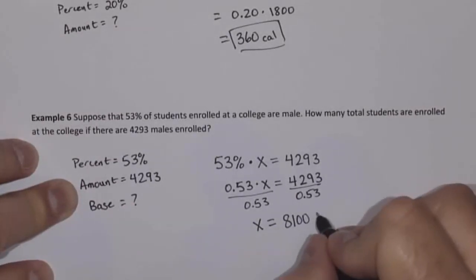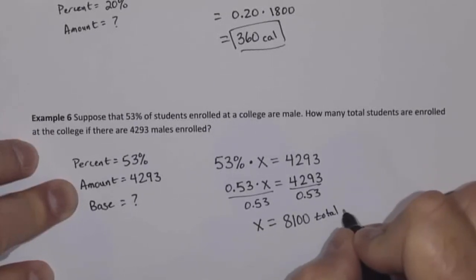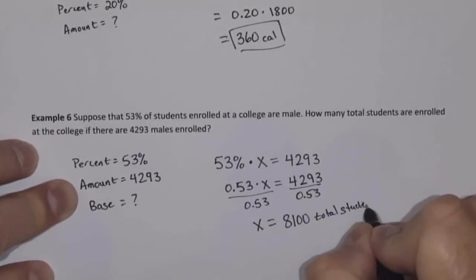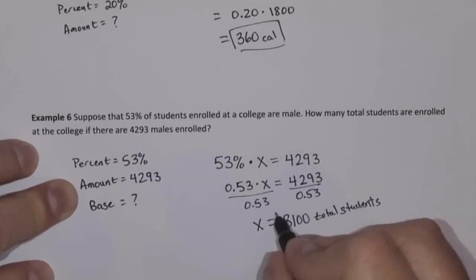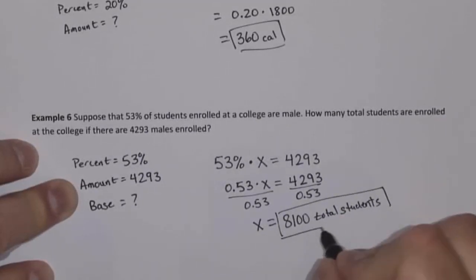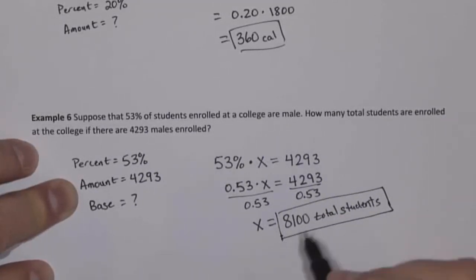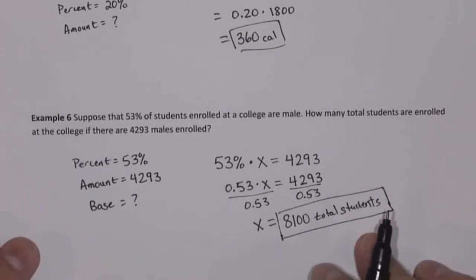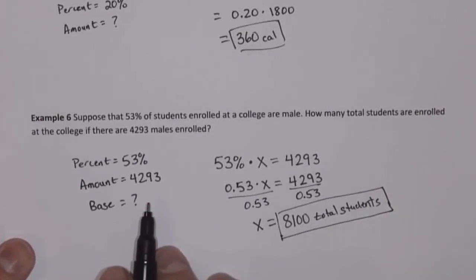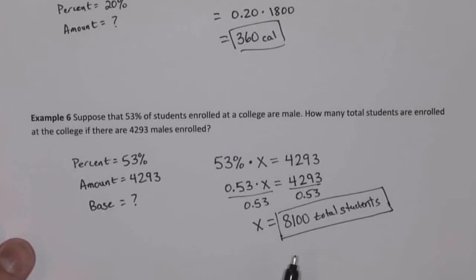So there are 8,100 total students at this college. The answer to our question: there are 8,100 total students at the college. 4,293 of them are male, which is 53% of the total number of students.